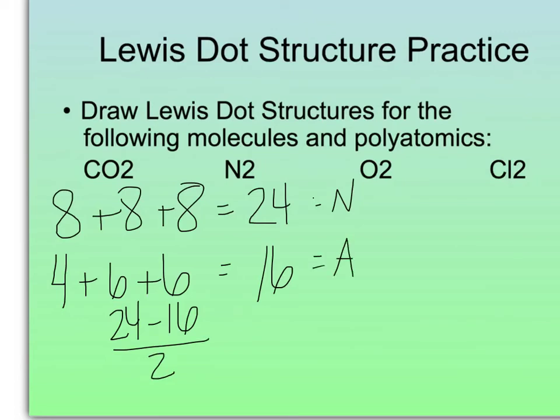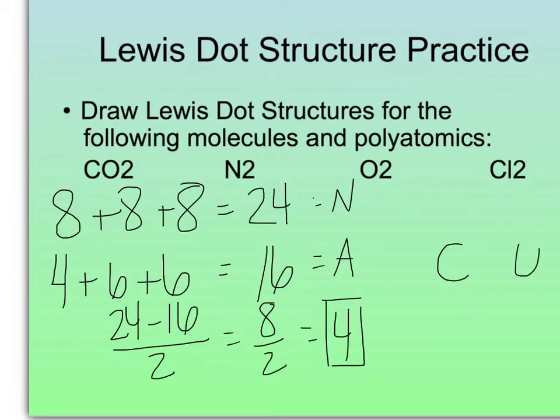No, let me see. Sorry, that's A. Okay, so that gives you 8 over 2, which is 4. So that is the number of bonds that has to be in our molecule. We're going to put the least electronegative one in the middle, which is carbon, and put oxygen on either side of it. We have 4 bonds, so I've got to draw 1, 2, 3, 4.